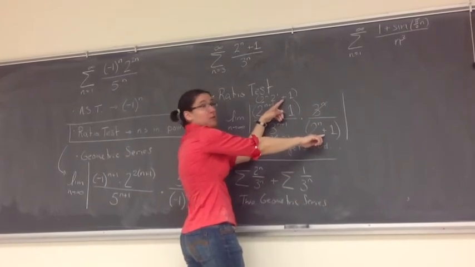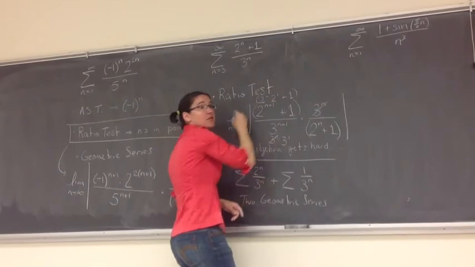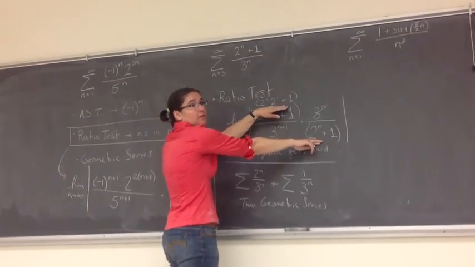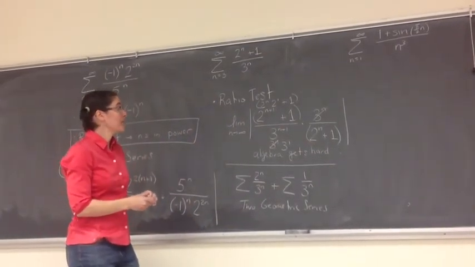If this was multiplication, that would be fine. But with addition, I cannot cross off the 2 to the n's. And so that's going to leave me with some problem areas here. But doesn't 2 to the n plus 1 grow faster than 2 to the n?